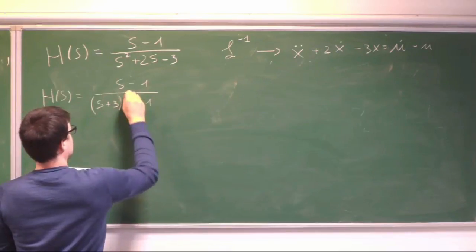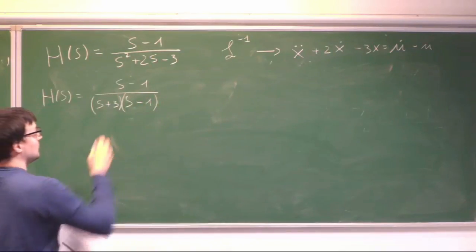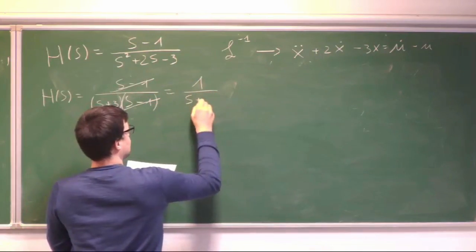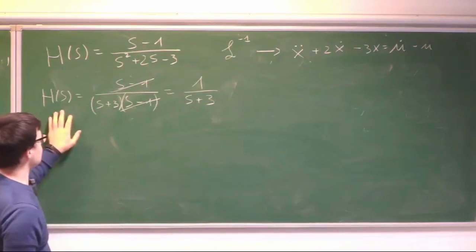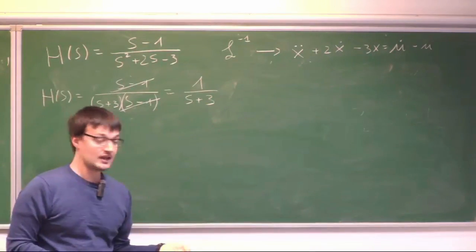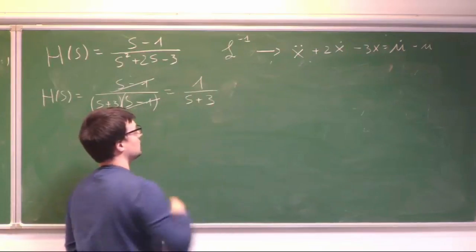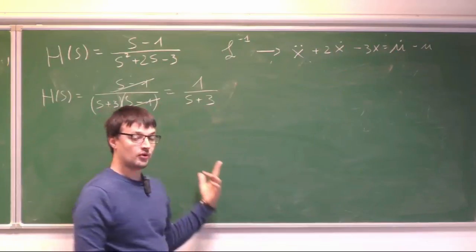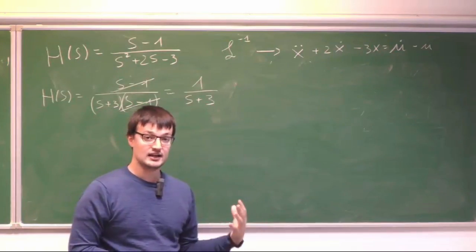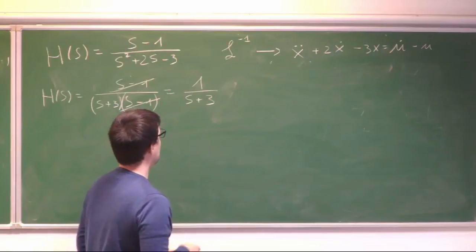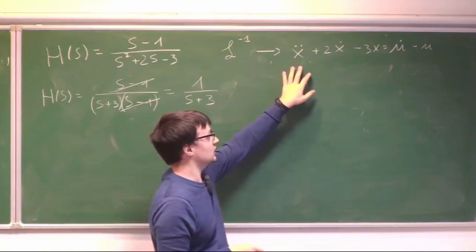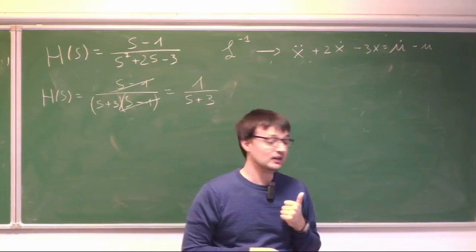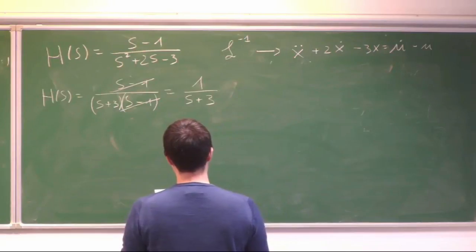So we are tempted to cancel this and write that this is equal to 1 over s plus 3. Then, if I ask you, is this system asymptotically stable? Well, if you look at this transfer function, the answer is yes. This system is asymptotically stable because there is only one pole that is in the left-hand side part of the plane. But is the state of the solution of this differential equation asymptotically stable? So this is the question now that we are going to analyze.